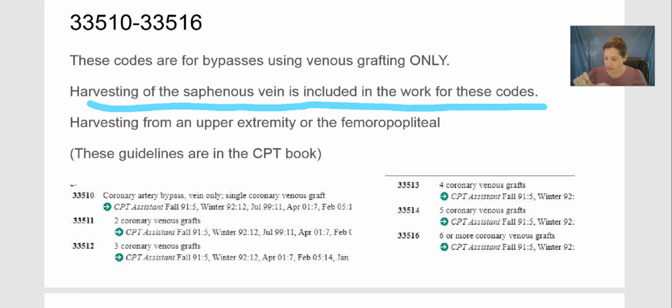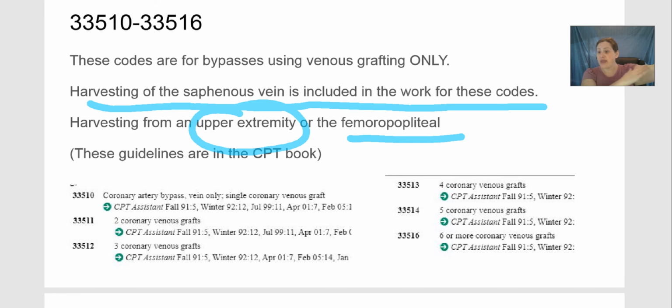So if we cut open the patient's leg and we get that piece of vein, you do not get to bill the insurance for it. It is included. However, what if we don't use the saphenous vein? We get one from the upper extremity, or we get one from the femoropopliteal. Those are very common ones. Popliteal is the area behind the kneecap. Femoral is referring to the femur. So we're talking about the upper leg on the back when we talk about the femoropopliteal.